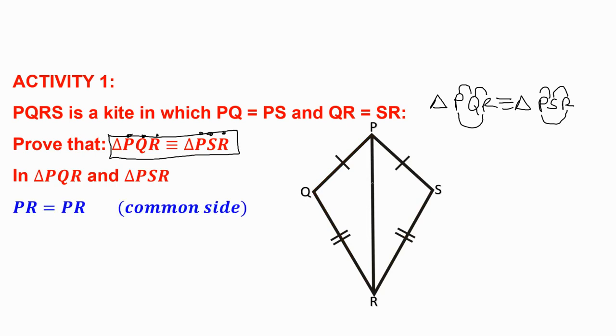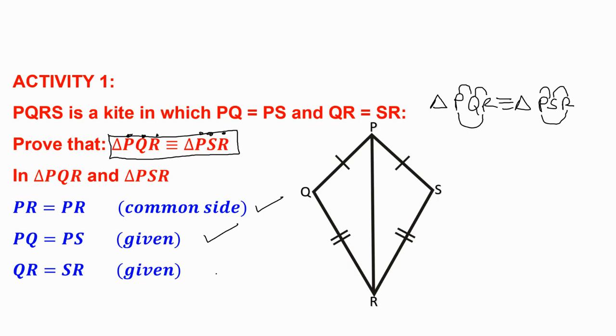Right, now let's check our conditions. We have PR is equal to PR, it's a common side. This is the side for triangle PQR and the side for triangle PSR. And then we have PQ is equal to PS, given. And also we have QR is equal to SR, given. So now we have a pair of corresponding sides being equal, another pair, and another pair. So now we can say that yes, triangle PQR is congruent to triangle PSR because of side, side, side. And then you get your marks there.